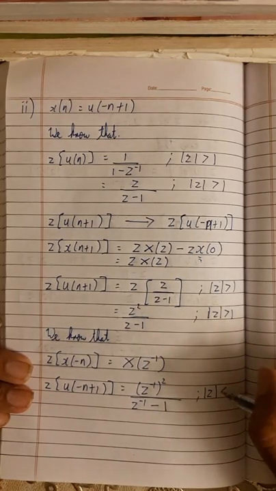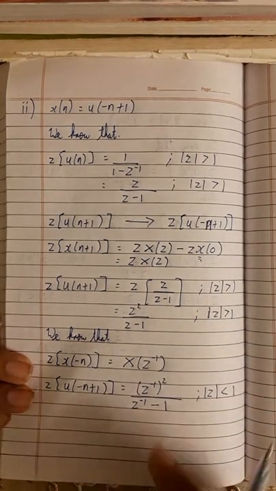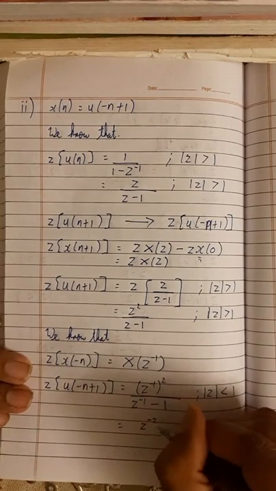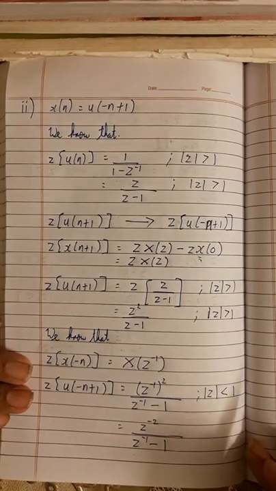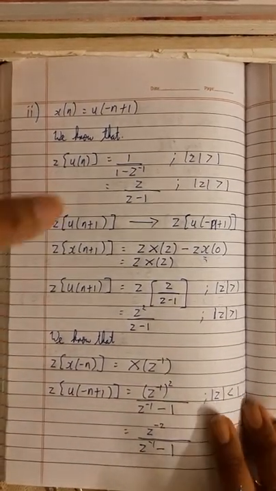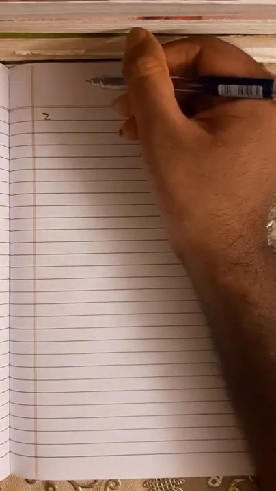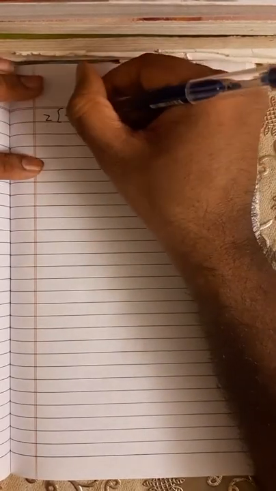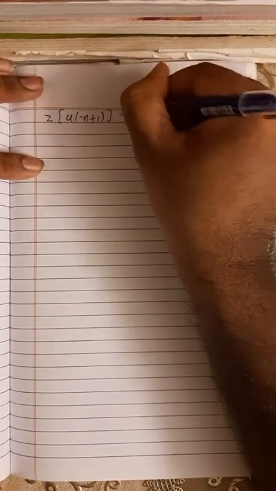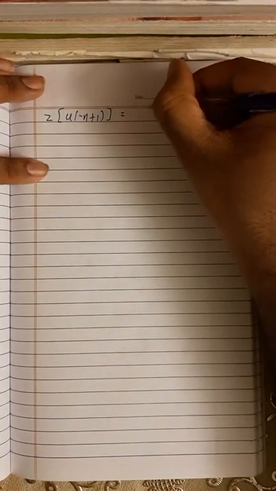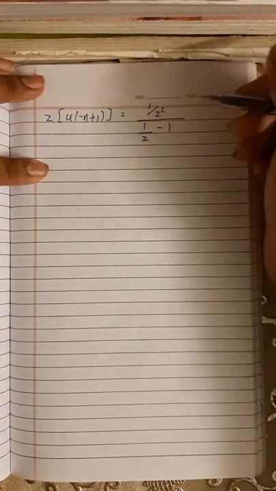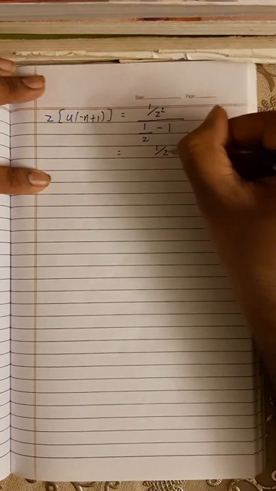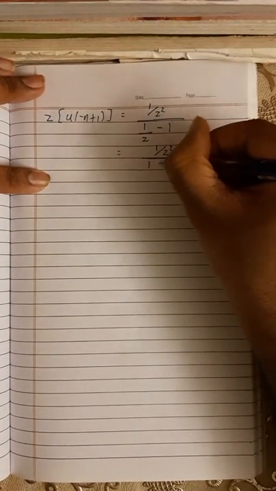So z inverse greater than 1 is nothing but mod z less than 1. So here this becomes z raised to minus 2 by z raised to minus 1 minus 1. If you want, you can even make this answer a little bit more beautiful. You will get the answer as the z transform of u of minus n plus 1 is equal to 1 by z square by 1 by z minus 1, or in other words, 1 by z square by 1 minus z by z.